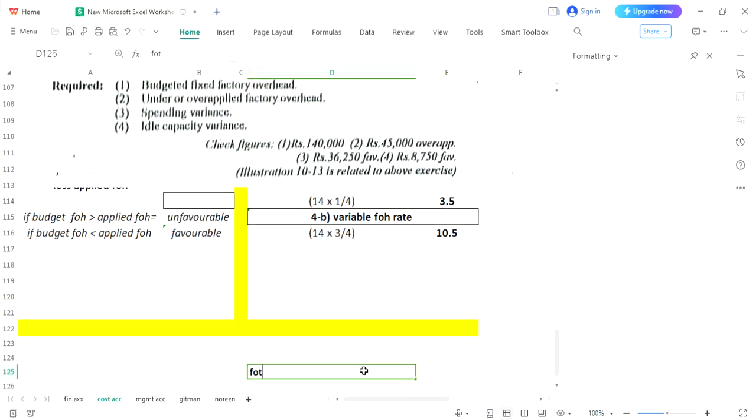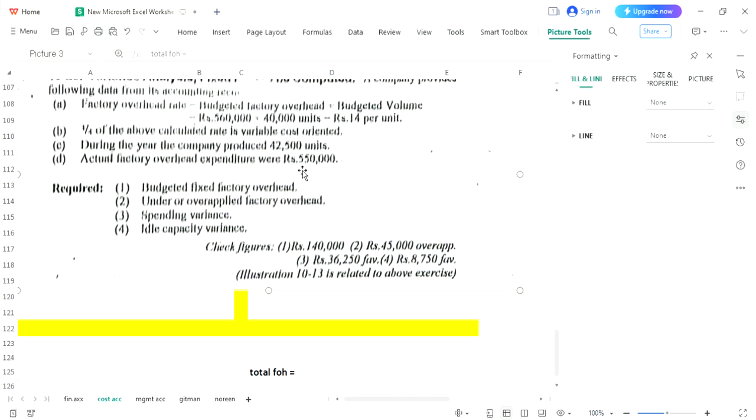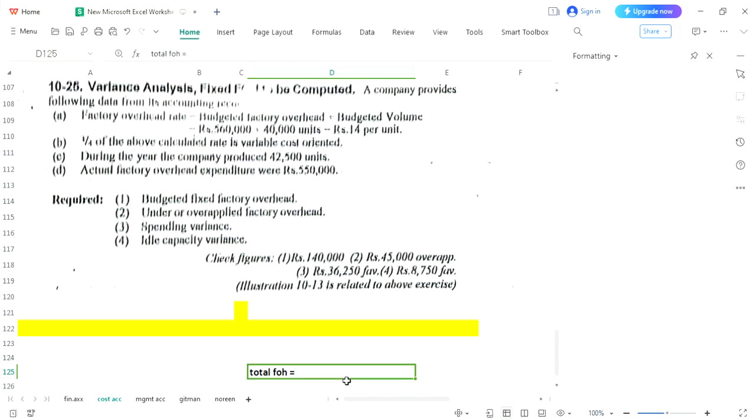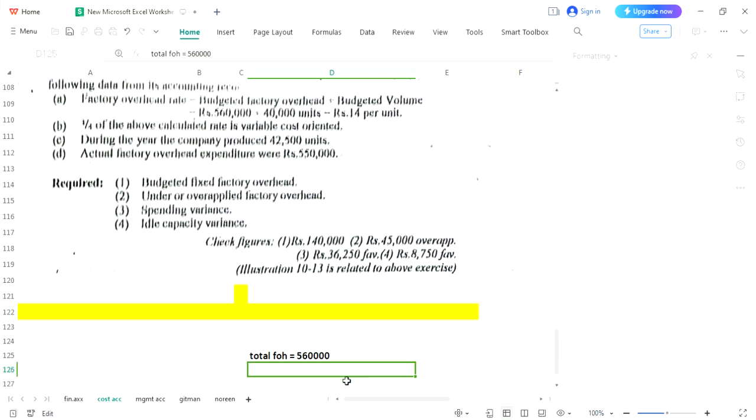Total FH was mentioned here, and that was 5,60,000. So you can write over here 5,60,000, out of which 3 by 4 is variable. So you can calculate your variable FH how?